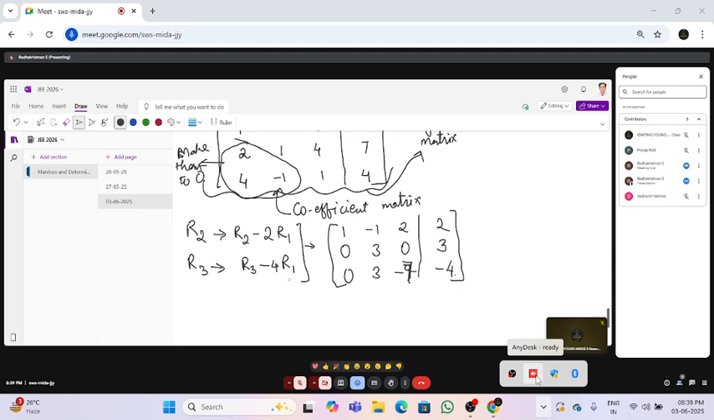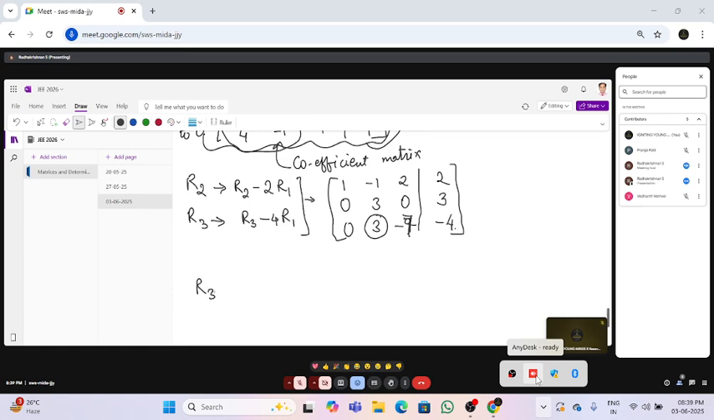Okay. So next what we are going to do is make this 0. That means I will make R3 as R3 minus R2. I'm not touching R1 or R2. I'm going to write R3 as R3 minus R2. That means 0, 0, minus 7. So this is minus 4 minus 3, this is minus 7 also. So 0, 0, minus 7, minus 7.